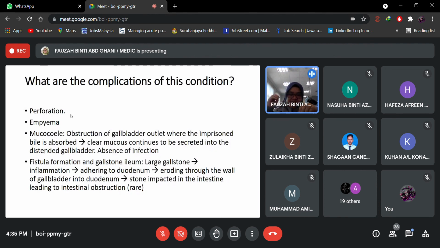If there are stones within the gallbladder, the stones can go through and enter the small intestine, leading to intestinal obstruction. So some call it gallstone ileus. Fortunately this is rare, but these are some of the complications that can happen.